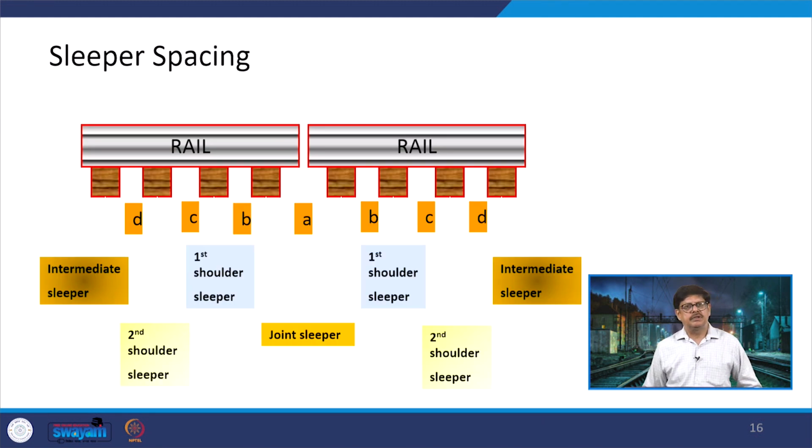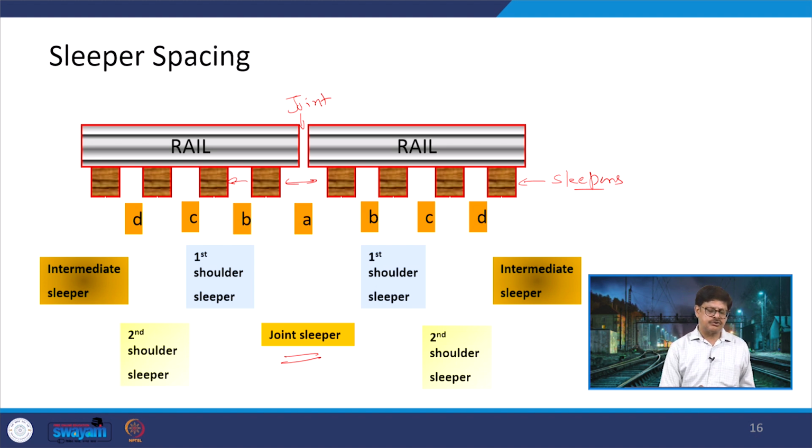Now, let us talk about another case, sleeper spacing. Two rail sections have been shown and these are the sleepers which are placed at the bottom of the rails. This is the joint. The two sleepers which have been provided here are defined as joint sleepers. Then the next one after that joint sleeper is the first shoulder sleeper, then there is a second shoulder sleeper, and then the rest of the sleepers become the intermediate sleepers.